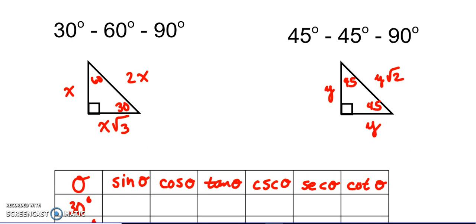So with that, you have 45-45-90. I put y's there, but you can still use x values. It's up to you. It's fine. I just did it so that they weren't the exact same thing and they look different. So same stuff, same difference.